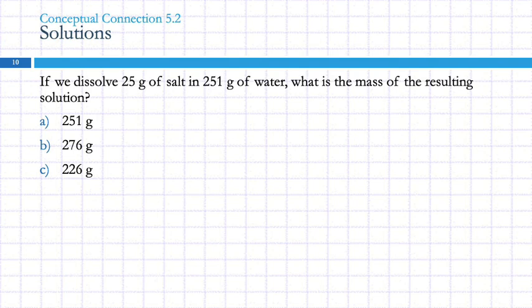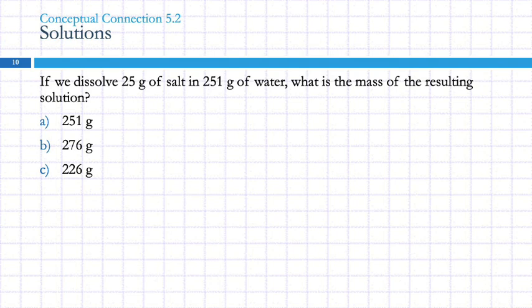If we dissolve 25 grams of salt in 251 grams of water, what is the mass of the resulting solution? Well, let's think about it. You got 251 grams of water, and I'm going to put 25 grams of salt in it. Do I subtract those numbers? Or do I add them? Because when you mix two things together, their mass doesn't change, right?